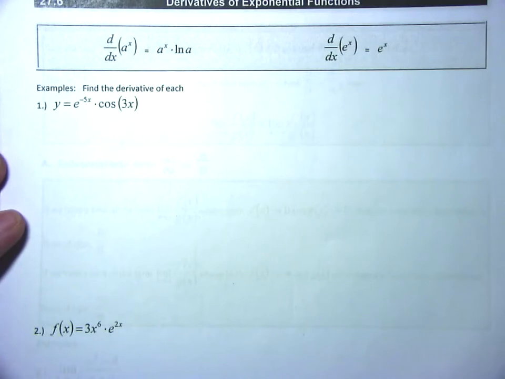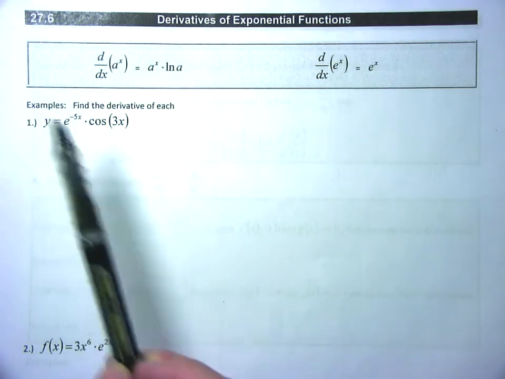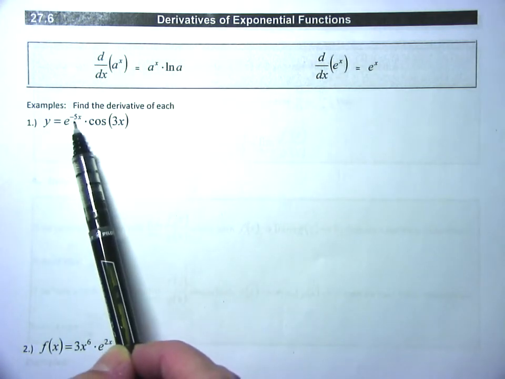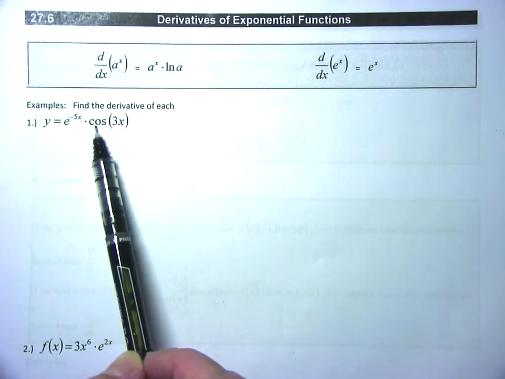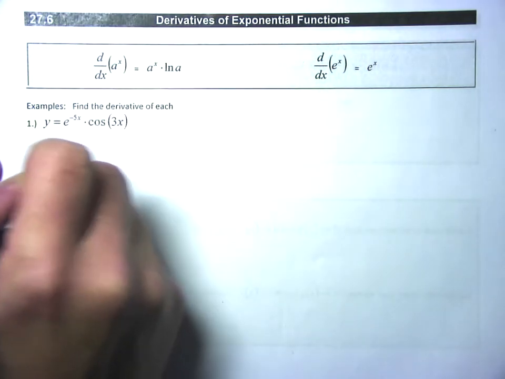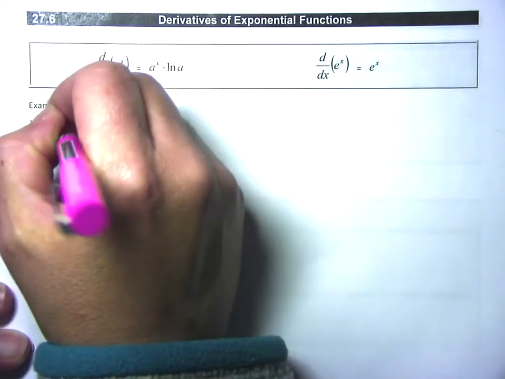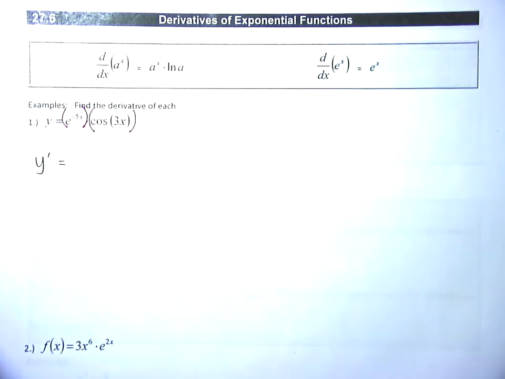All right, so let's see if we can use these rules of finding derivatives of exponentials to give the derivative of y equals e raised to the power negative 5x times cosine of 3x. I'm going to need to use both the product rule and the chain rule for this example. So y prime is equal to, let's start by finding the derivative just of the first. Let's separate these: the first and the second.